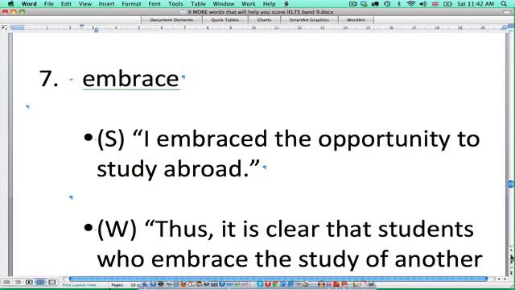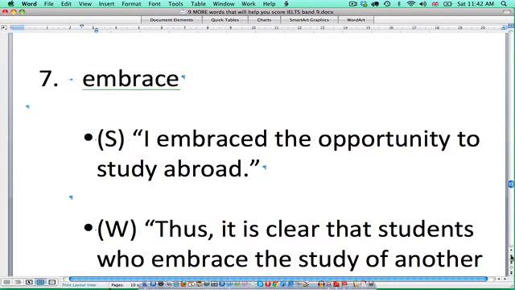So, for example, in the speaking, you could say something like, I embraced the opportunity to study abroad. So what this means is the opportunity was there, and you did not ignore it. You went and you took the opportunity, and you took advantage of the opportunity, and used it. You've accepted it, and you've used it to benefit yourself. So I embraced the opportunity to study abroad.